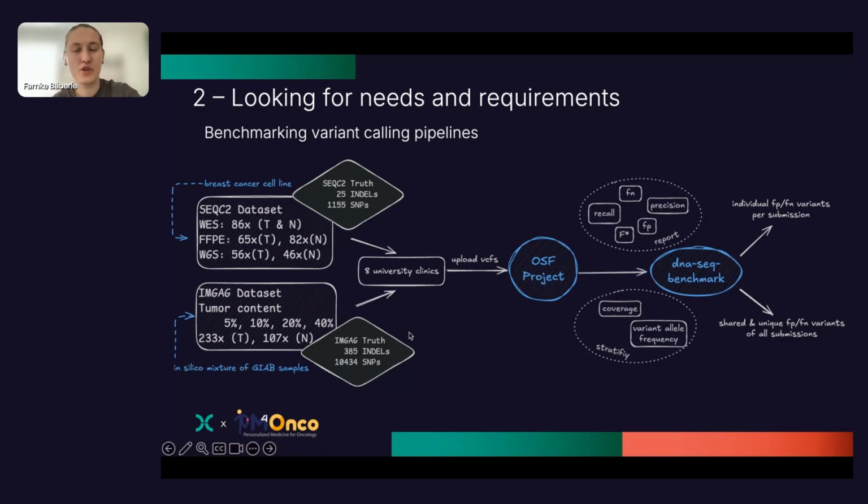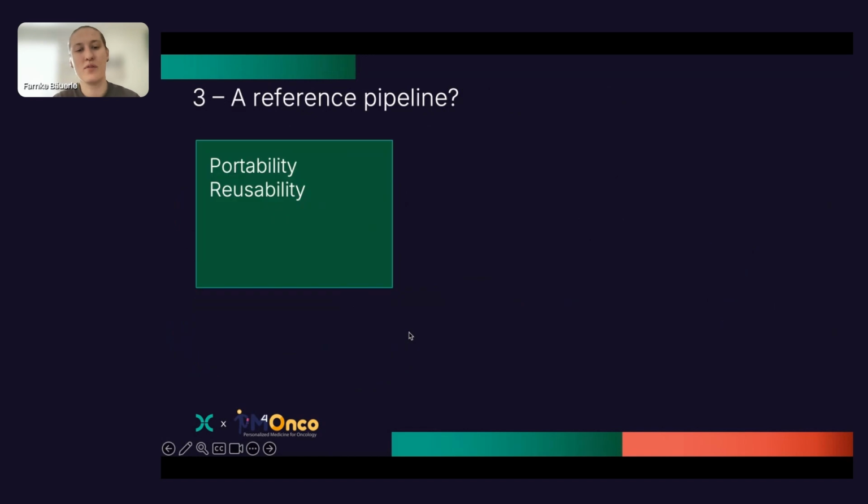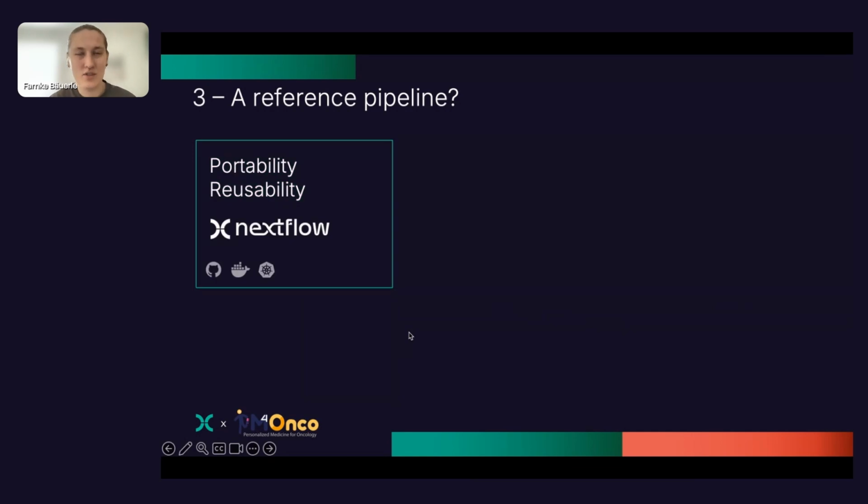But going towards the reference pipeline, this is not only something where we care about which tool performs the best, but we also have other requirements. For example, we want this reference pipeline to be portable and reusable, because we want to roll it out, right? So we want to allow people to compare their own results to the results of this reference pipeline, but we also want people to be able to just use it if they don't have the time to develop something themselves. And this is nicely solved by Nextflow.